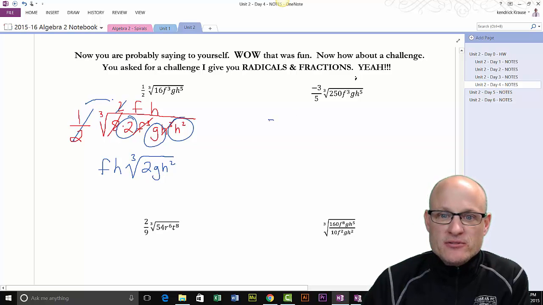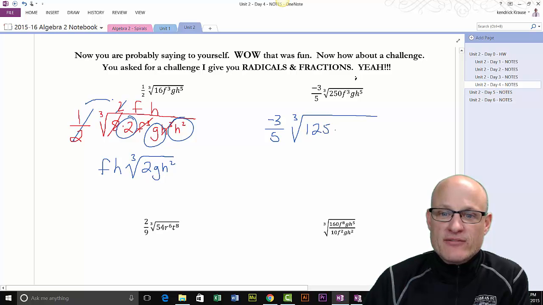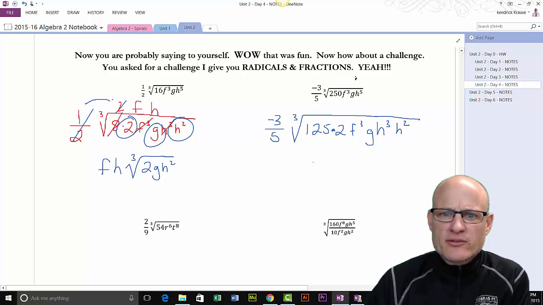So negative 3/5 cube roots of, and this is going to be 125 times 2. Now we're looking for perfect cubes. F cubed, don't touch G. Why did I copy that over? It looks like I copied that over. H cubed, I made that easy. That was too easy. Maybe I'll make that harder in class.